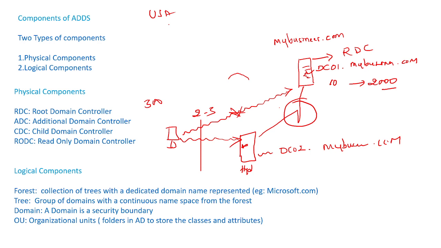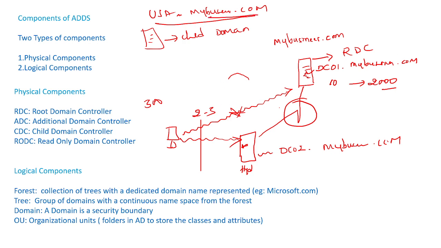So what you will do is create an additional domain, or we call it a child domain, in the USA. In the USA you will create a new domain called usa.mybusiness.com. That is a new domain, guys. Like you have india.microsoft.com, usa.microsoft.com, or germany.microsoft.com. This is a domain. If you create a new domain like that, we call it a child domain. The parent will be mybusiness.com.